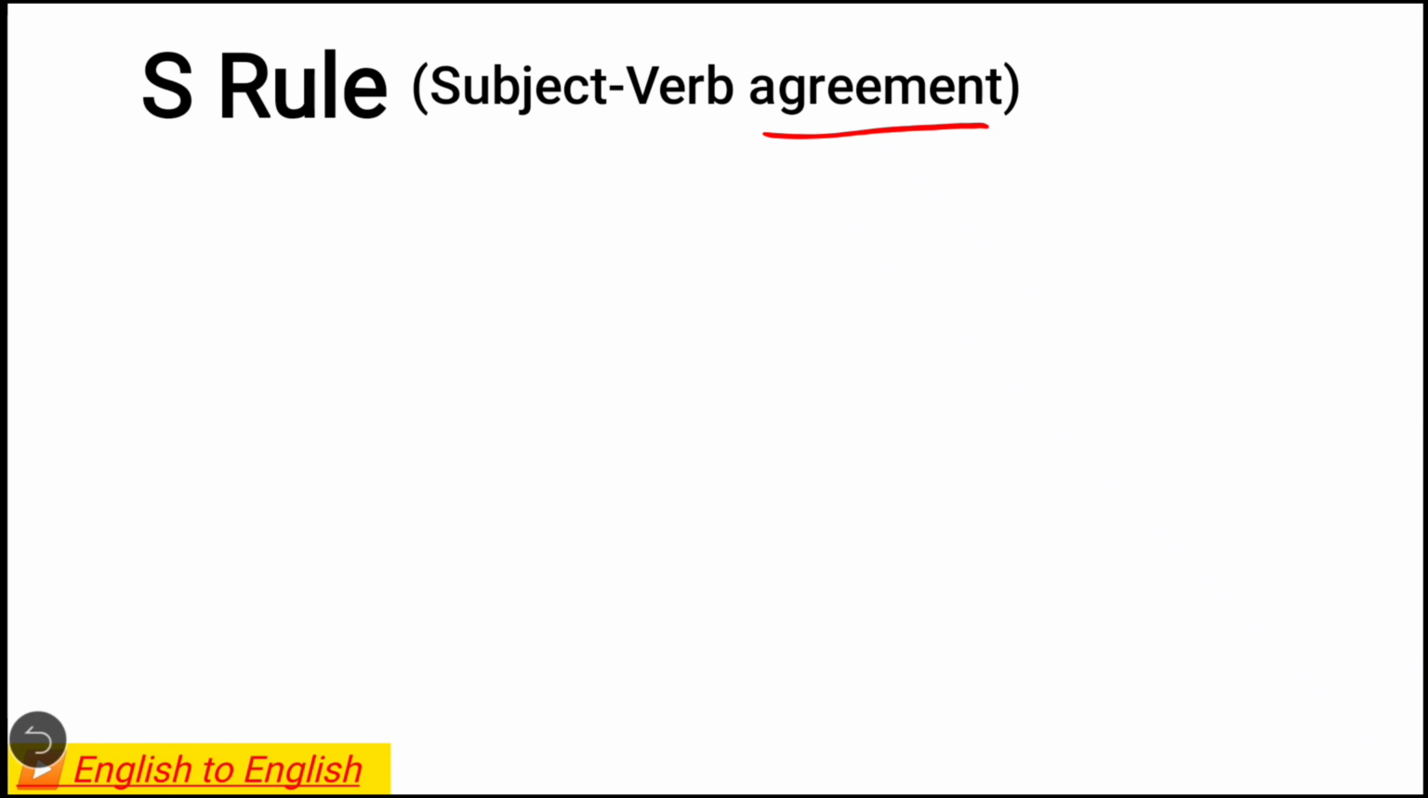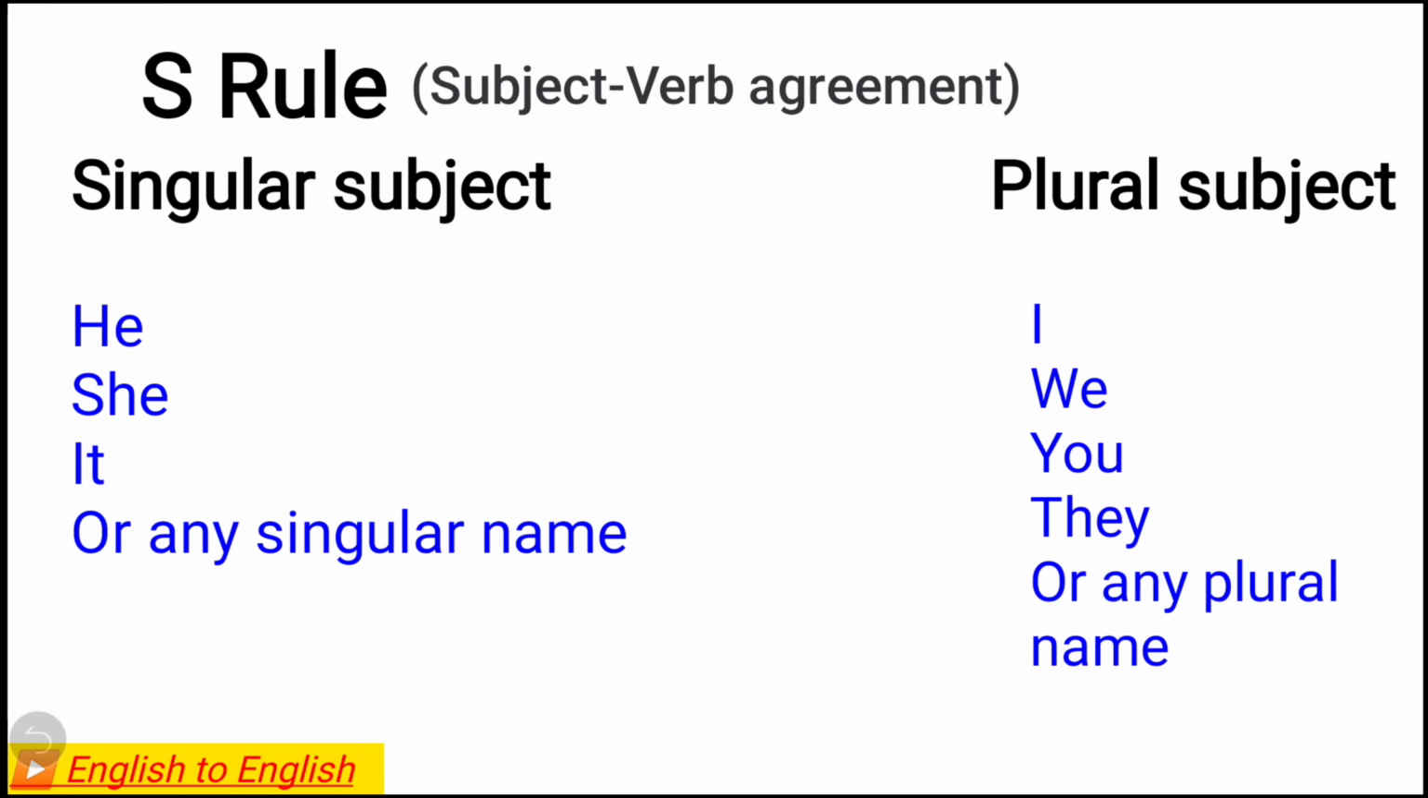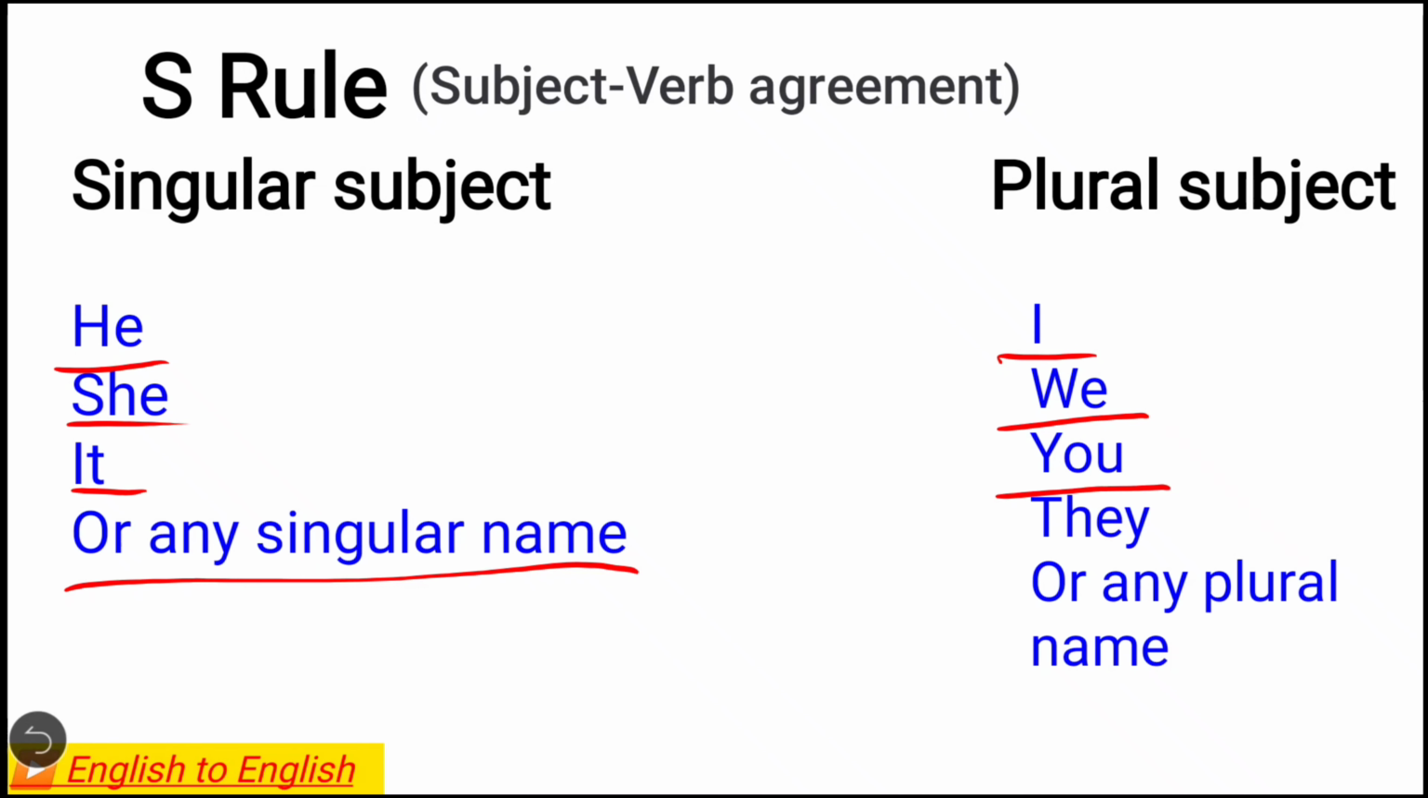Before this, we want to know what is subject and what is verb. So let's know about subject. In English, there are two kinds of subjects: first is singular and second is plural. It has been defined as number, singular number and plural number. So we know he, she, it or any singular name, these are singular subjects. I, we, you, they or any plural name, they are known as plural subjects.